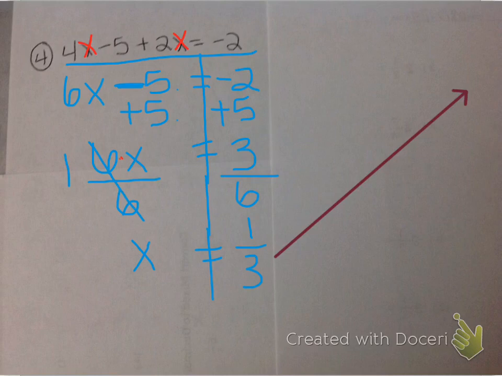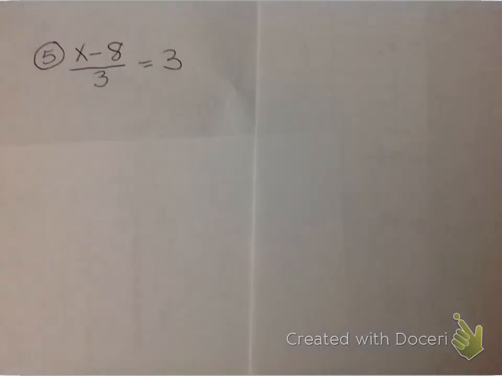And whoops, I just made a mistake here, guys. I hope that you caught that. 3 over 6 is not 1/3, it is 1/2. Sorry about that, it happens.